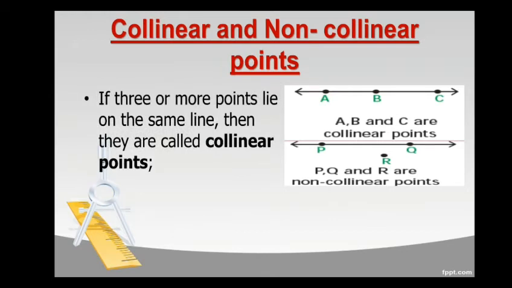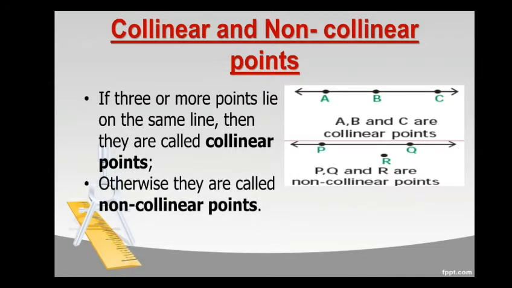So if three or more points lie on the same line, then they are called collinear points. Sorry, first I mentioned two or more points, but it is three or more points. If three or more points do not lie on the same line, then they are called non-collinear points. Otherwise, if the points are not all on the same line, then they are non-collinear points.